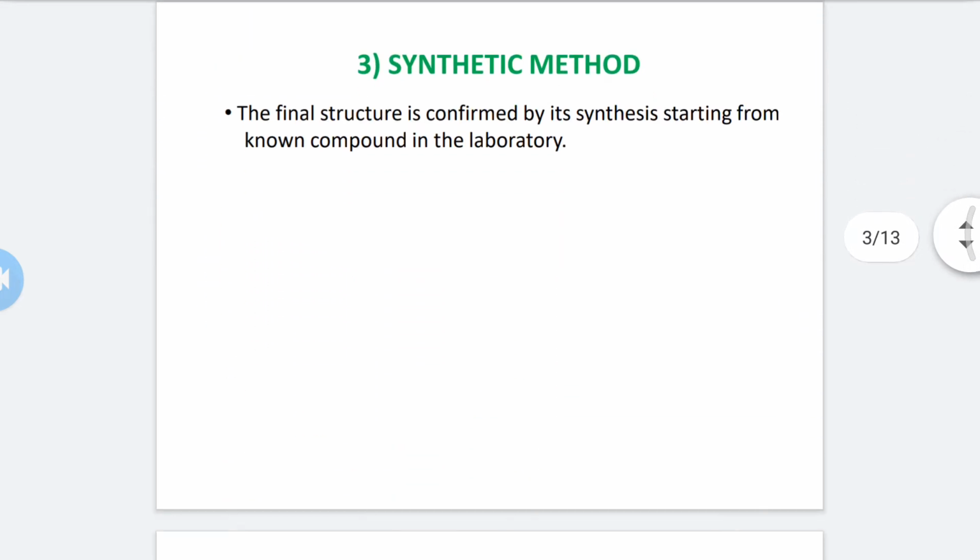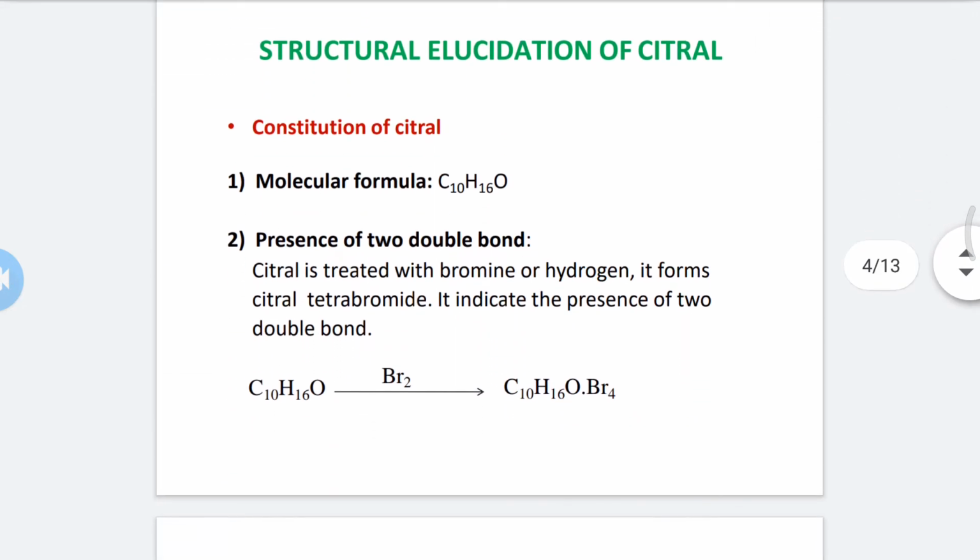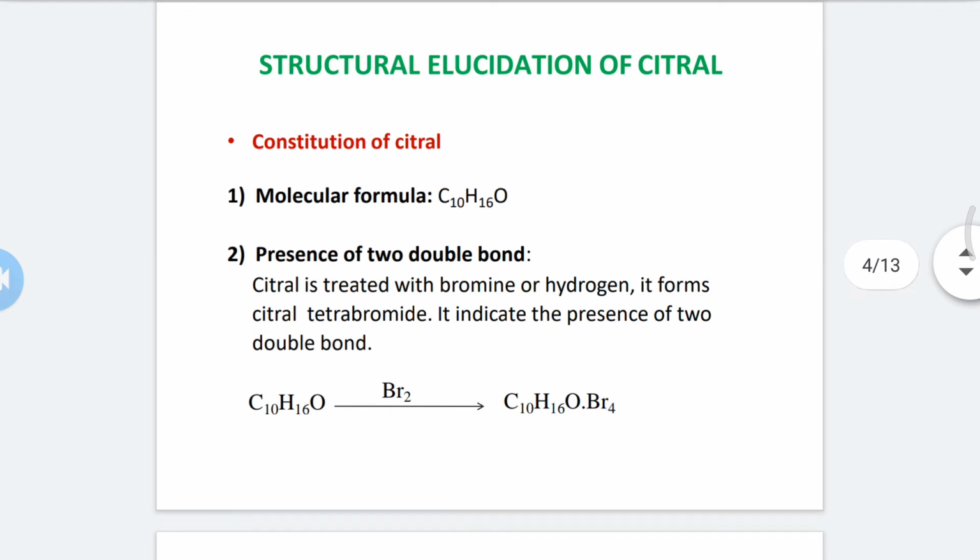Next is the synthetic method. The final structure is confirmed by its synthesis, making the known compound in the laboratory. Now the structure elucidation of citral, the structure determination of the citral molecule.